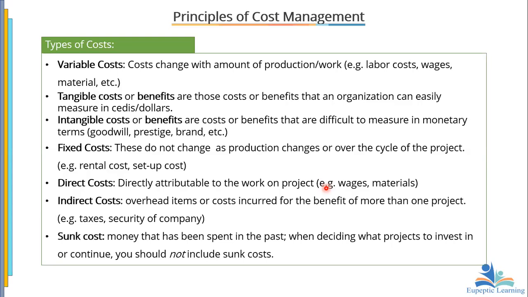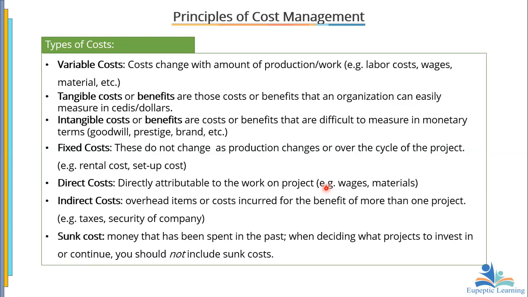Variable costs tend to change with amount of production or time, especially within the project. So the cost of labor may change and wages may fluctuate. In other words, they are not fixed. Okay, materials may also change. Even with cement, you can purchase cement today at 224 or 40 cedis per bag, but then in the next 3 days you go, it has changed.